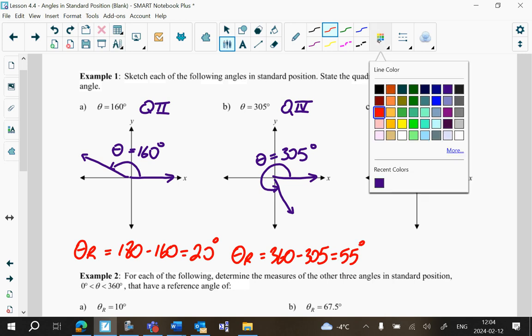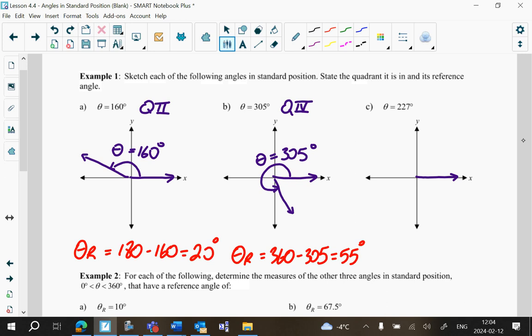About 227. Quadrant 3. Well, if you think about it, to find halfway in the quadrant, add 45 to the quadrant above it. So the halfway point would be 180 plus 45, 225. So it's basically halfway. Slightly down a bit, but again, we're sketching. If you go halfway, you're good. So this is theta is equal to 227 degrees.